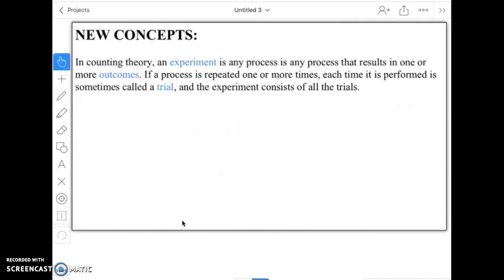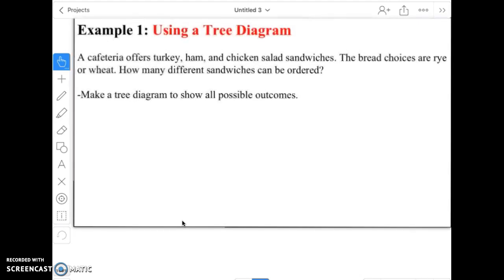So yeah, talking about counting principles today. Our first new piece in counting theory, an experiment is any process that results in one or more outcomes. If a process is repeated one or more times, each time it is performed is sometimes called a trial, and the experiment consists of all the trials. That's something you guys have probably done in your science classes, so that's probably not too new, but it might be new to you for math class.